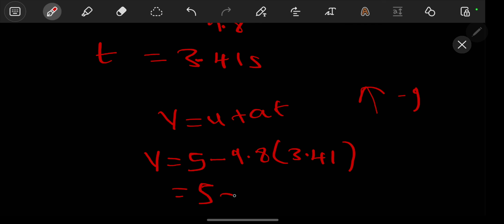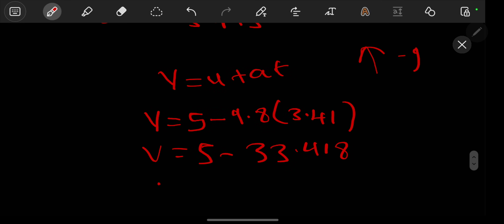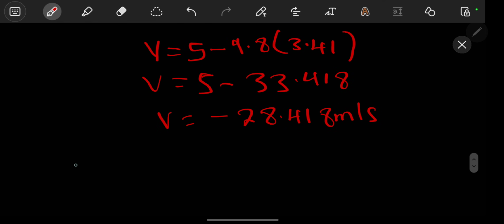So we are going to have v equal to 5 minus 9.8 times 3.41. So we are going to get a value of 33.418. So our v should be equal to, if we add our 5 to that value, we are going to get a negative 28.418 meters per second.